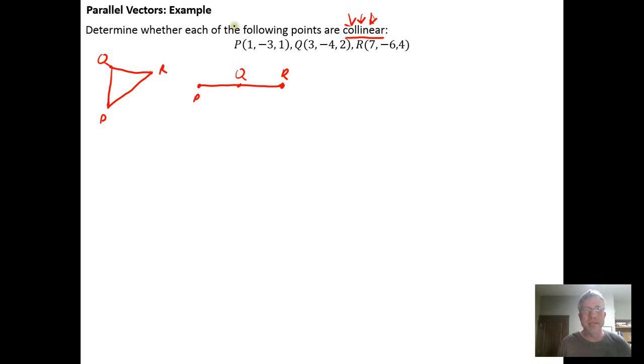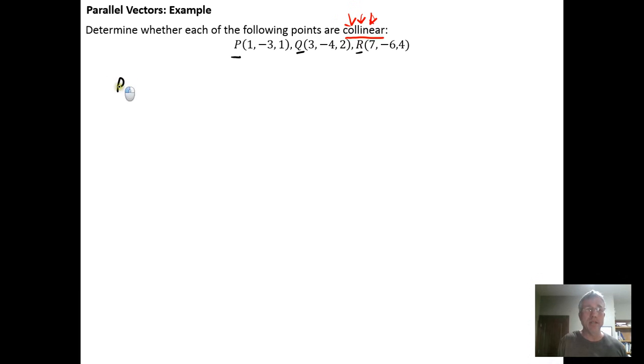So the idea behind this is if they are on the same line, then any 2 vectors you construct using those points, like the vector P to Q, R to Q, they have to be parallel vectors. So if P, Q, and R are collinear, PQ and PR will be parallel vectors. So all we need to do to check for collinearity is to construct 2 vectors, making sure that we include all 3 points in the vector construction, and then we check to see whether we have parallel vectors or not.